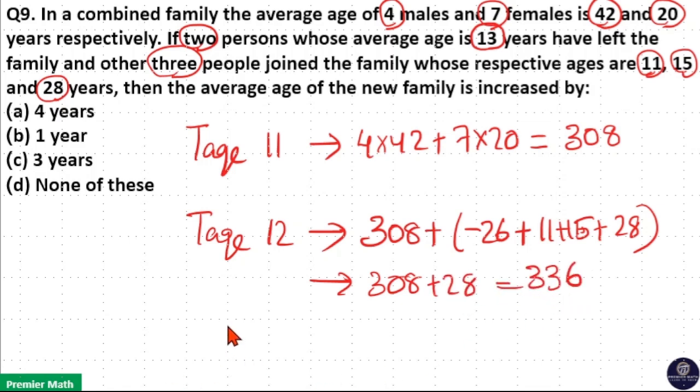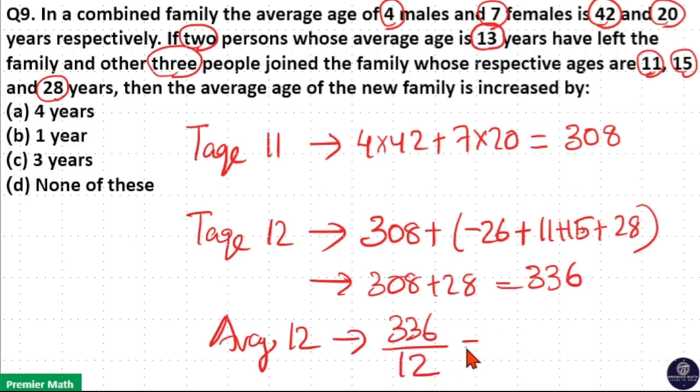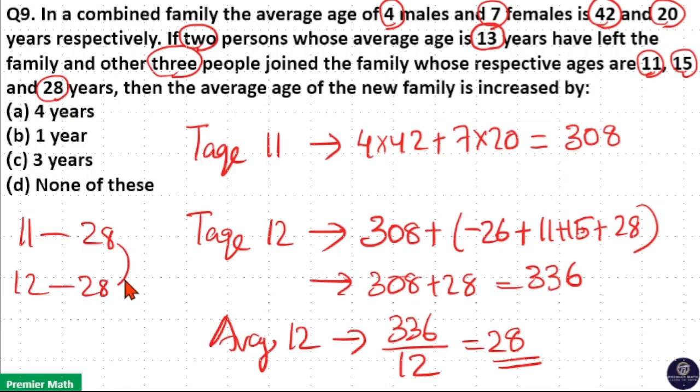That is, average age of 12 people is total age of 12 people, 336, divided by total number of people, 12, which is equal to 28. That means for 11 people 28 is the average, for 12 people 28 is the average. That is, there is 0 increment in the average of the people. So option D is your right answer.